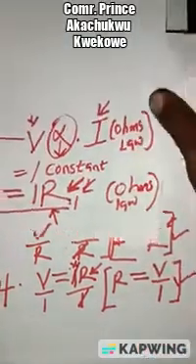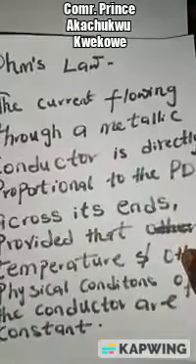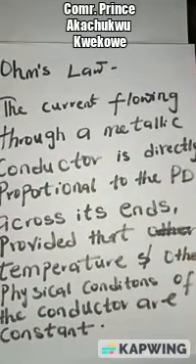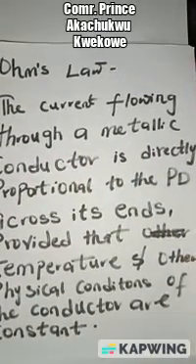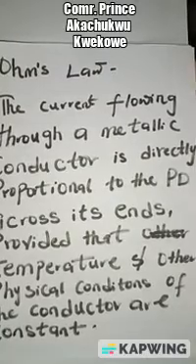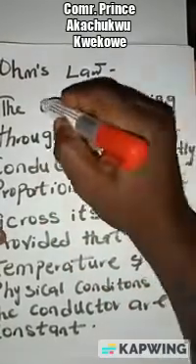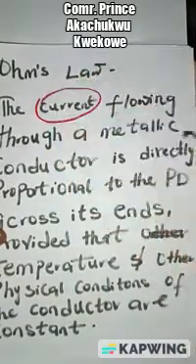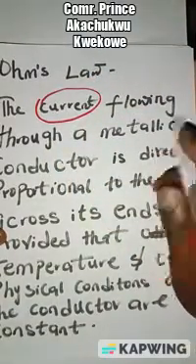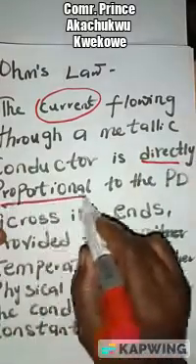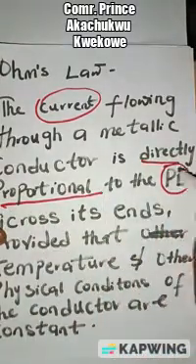All right. So the next thing that we'll be looking at is the non-mathematical representation of Ohm's law. So this is Ohm's law. Yes, the current flowing through a metallic conductor. Okay, this is the main thing. Current is directly proportional to the potential difference.